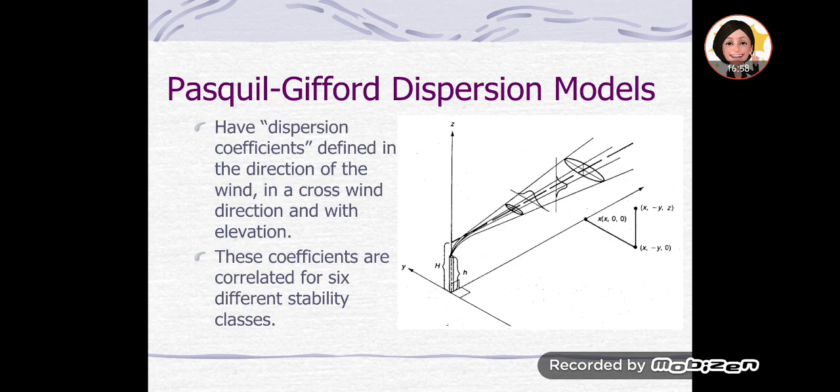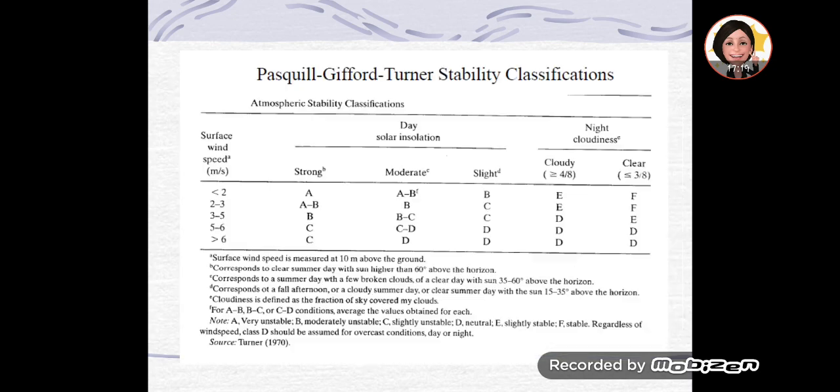The Pasquill Gifford dispersion model has dispersion coefficients which are defined in the direction of wind, in a crosswind direction, and with the elevation. Okay, so this is elevation. These coefficients are correlated for 6 different stability classes. This table shows us the stability classifications. There are 6 stability classes.